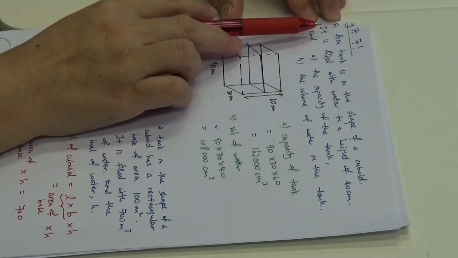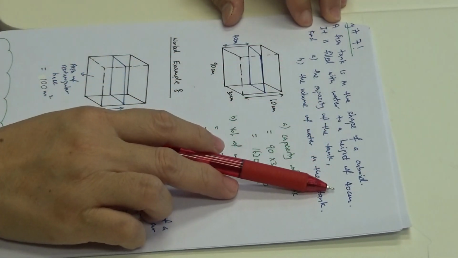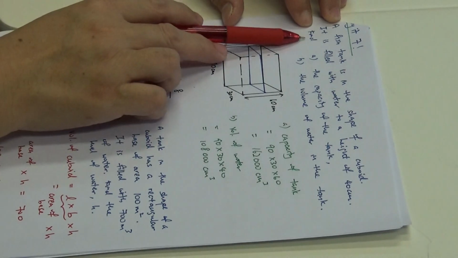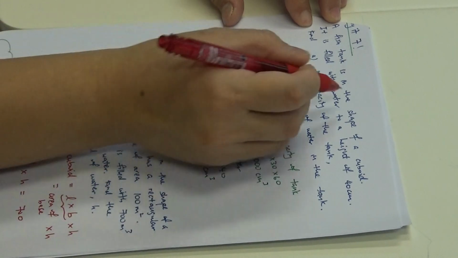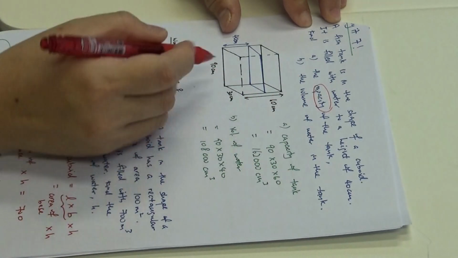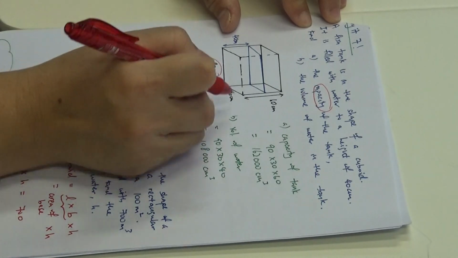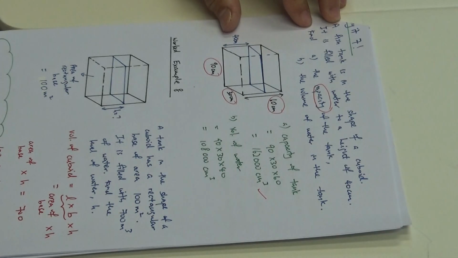Okay, let's look at it. A fish tank is in the shape of a cuboid. It is filled with water to a height of 40 meters. Find the capacity of the tank, and the volume of water in the tank. As I've said, capacity means volume. If you want to find the volume of the tank, we must take 90 times 30 times 60. So we will get 162,000 cm cube.